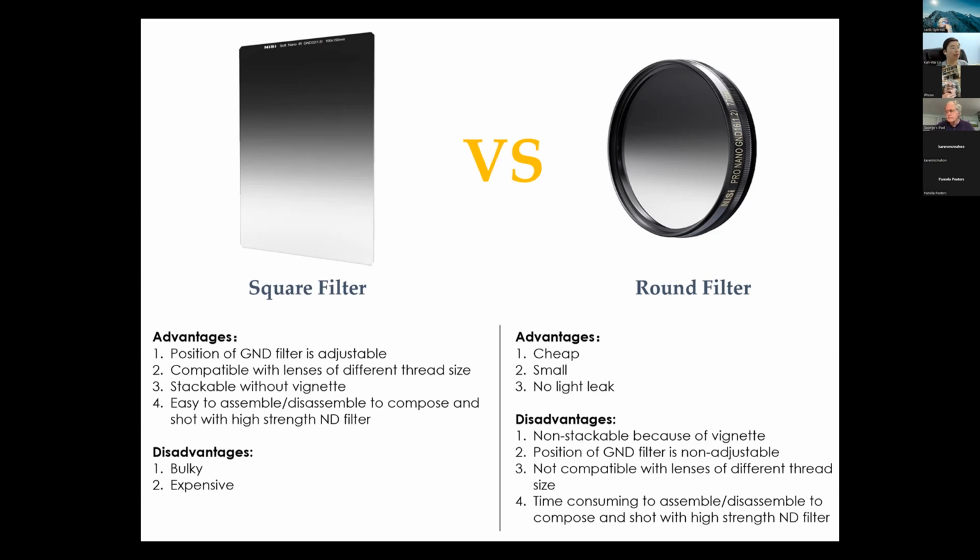On the other hand, with the square filters, people always complain about their size, they are cumbersome to carry around, they're bulky, and they're more expensive. But in my opinion, in landscape photography, square filters are much more practical because first, you can adjust the position of the GND filters. It's compatible with lenses of different thread sizes, so all you have to do is buy one set of filters, and it can be used on all your lenses. And it's stackable without a vignette, and it's easy to use in combinations of GND, ND, and CPL together.